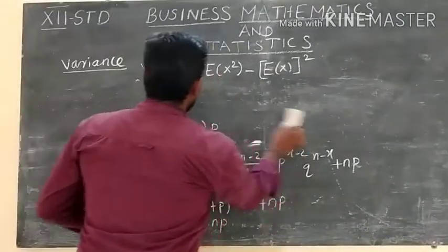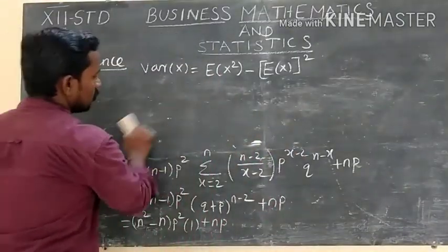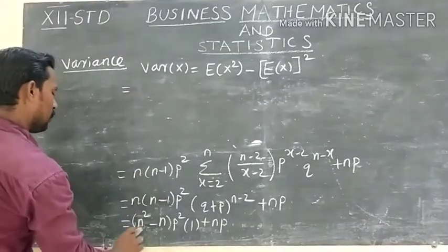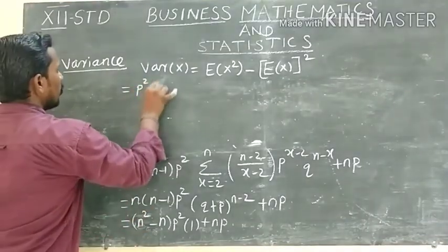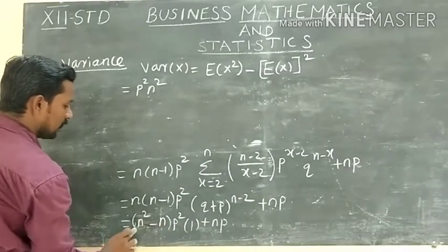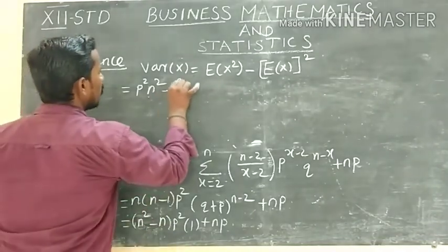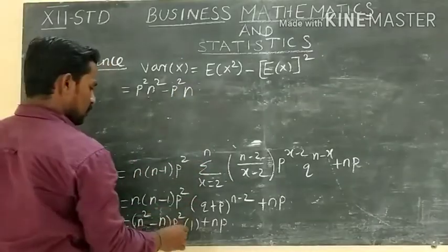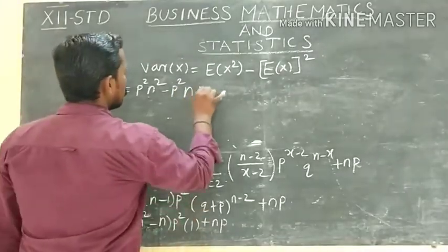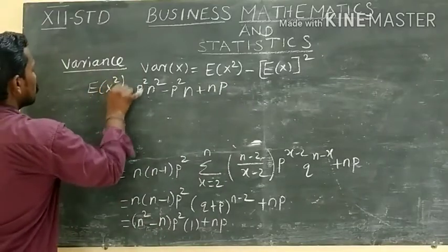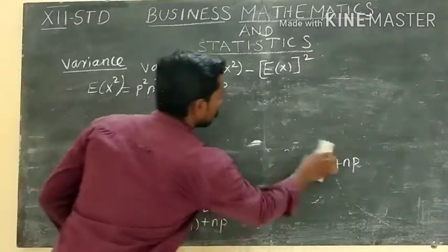Okay, this is an important derivation, which is equal to multiplying p square inside: p square n square minus p square n plus np. This is your expression of x square. Okay.